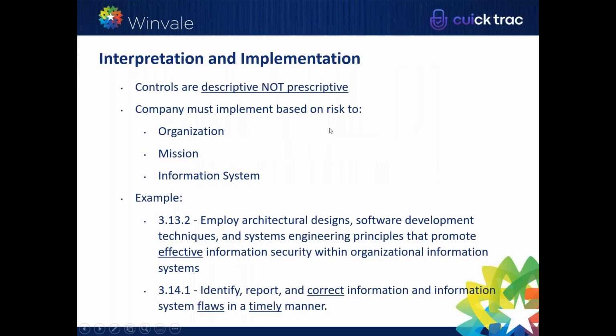All right, so let's take a look at implementation and interpretation. I already said this, controls are descriptive, not prescriptive. You have to implement based on risk. Here's your triangle again, the organization, the mission, and the information system. So let's look at some examples.